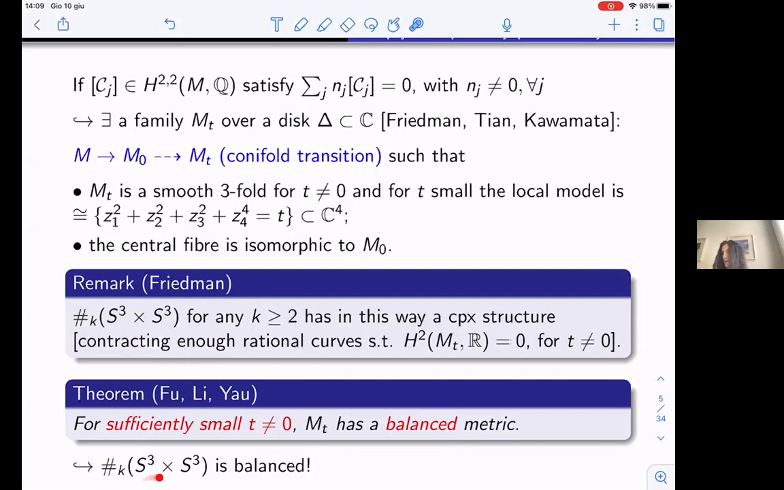And so in particular, we have this manifold, the connected sum for K bigger than or equal to 2, is balanced. As far as I know, the case K equal to 1 is still completely open. If we take the Calabi-Eckmann structure there, you know that there is no balanced metric, but for K equal to 1, one doesn't know what is going on.